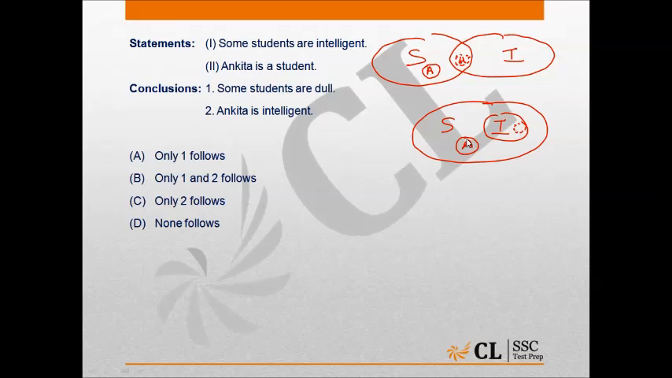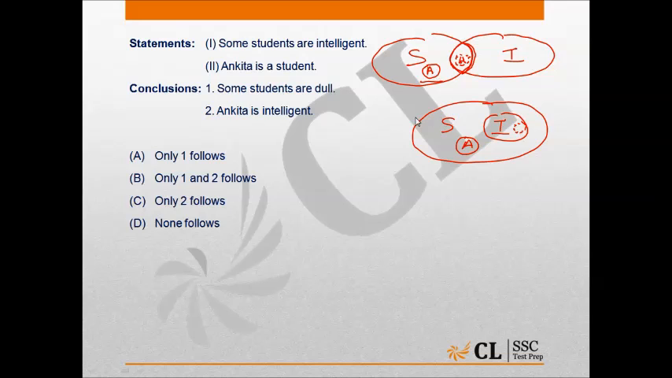Conclusion 2, Ankita is intelligent. If Ankita is part of only the students and not a part of the intelligence set, Ankita is not intelligent. But if she is part of that intersecting set where students and intelligent intersect, if she is part of that area, then Ankita is intelligent. For a conclusion to follow, the conclusion has to hold true in any of the given cases, that is in all of the given cases. It cannot be false in even a single case.